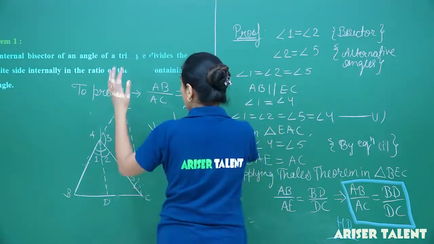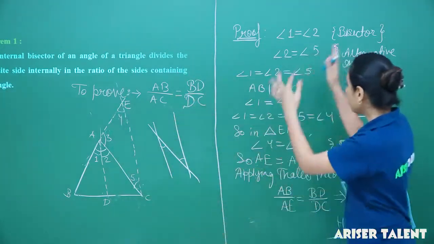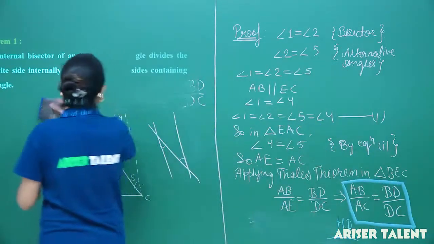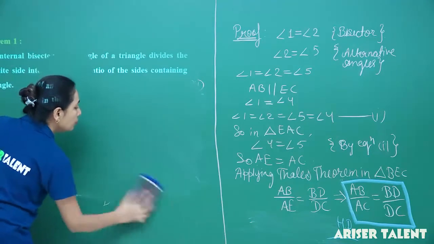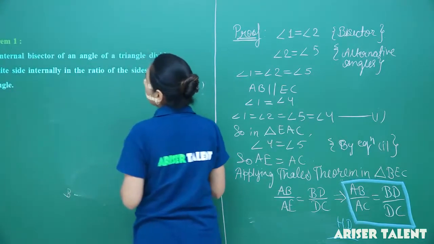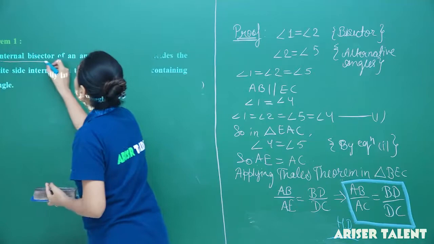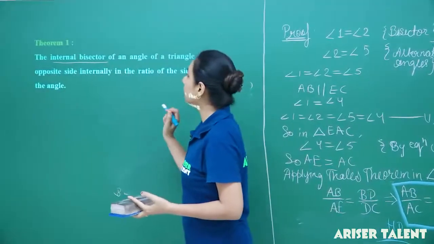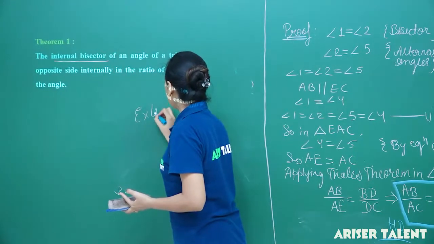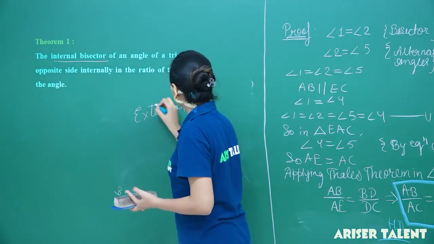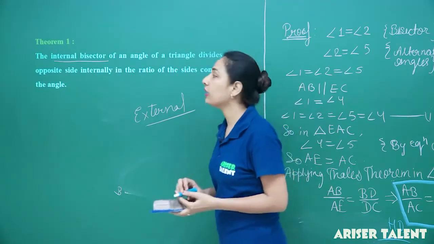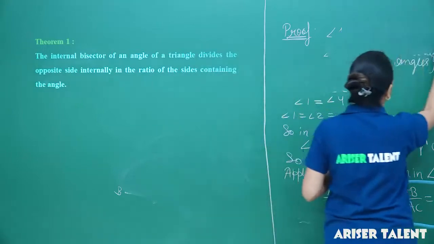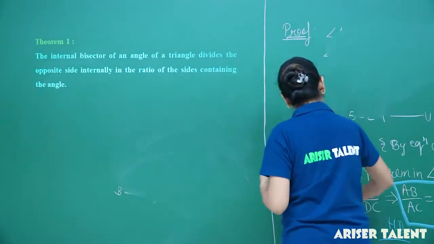Now students, make this diagram and note this. Okay. So this was about the internal bisector. So we can assume that there must be a question of external bisector also, right? So we will prove that also. Okay students.